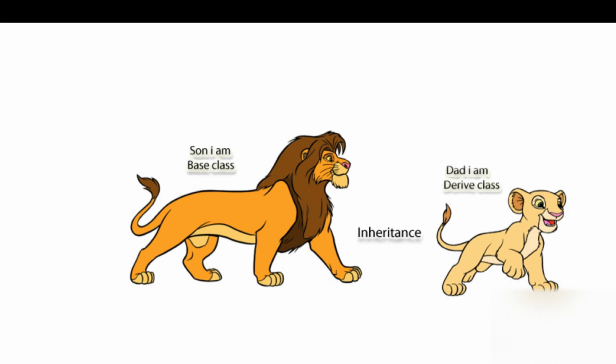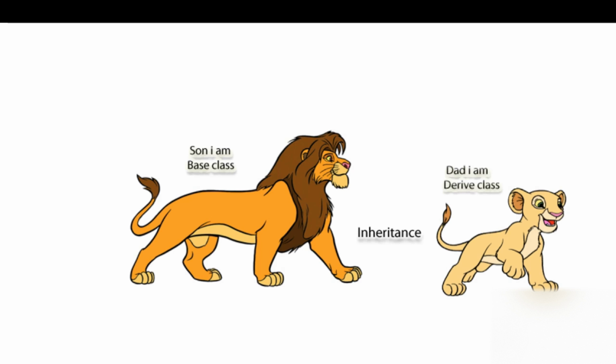So there are two types of inheritance. The first one is single level inheritance, and the second one is multi-level inheritance. So here you can see the child is inherited from a single base class, which means that the base class can be a father or a mother. So here we use single level inheritance to acquire the property from the base class.